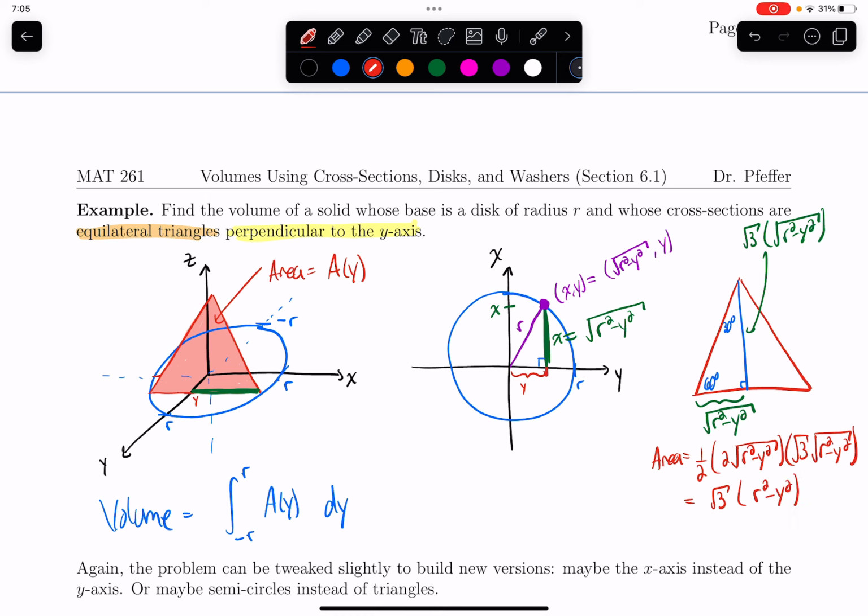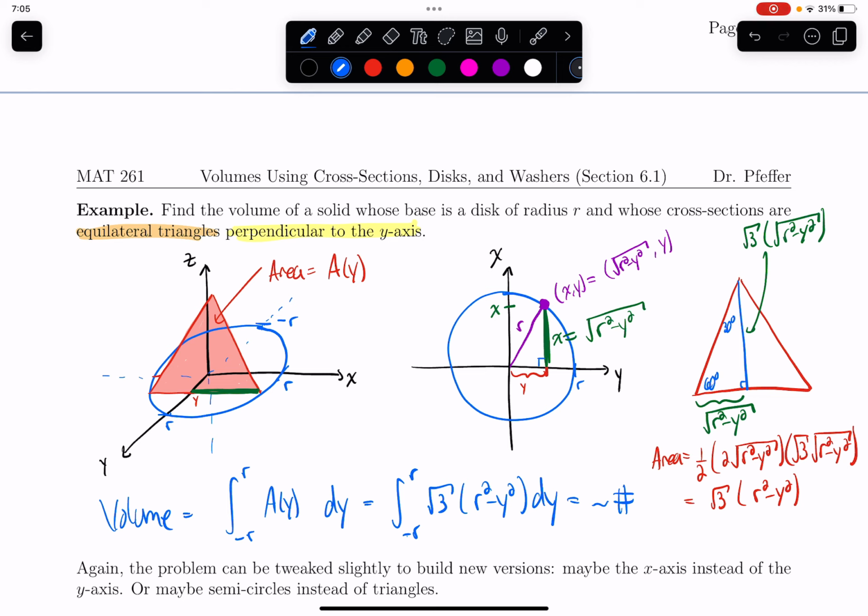So therefore, the original formula that I was trying to find, what is A of y? Well, now we have the integral from negative r to r of A of y, which is the square root of 3 times r squared minus y squared, dy. And that's some number. I don't know what the number is there. I can maybe leave those details for you to take a look at. The important part is getting here, because this is the part that requires careful thinking, the problem solving, and the drawing of a nice, careful picture along the way.